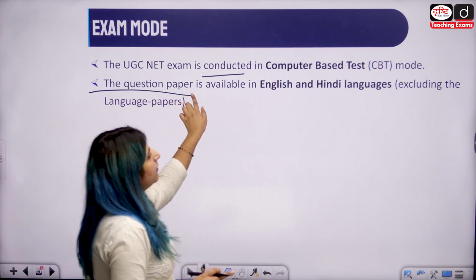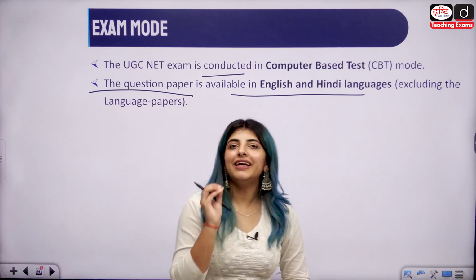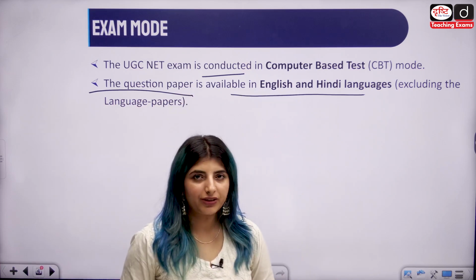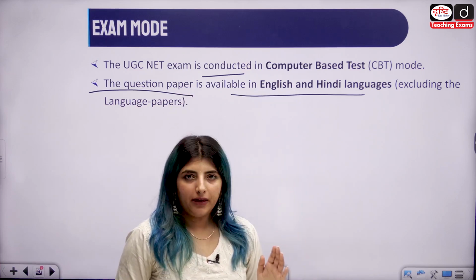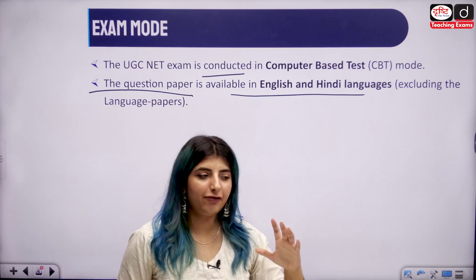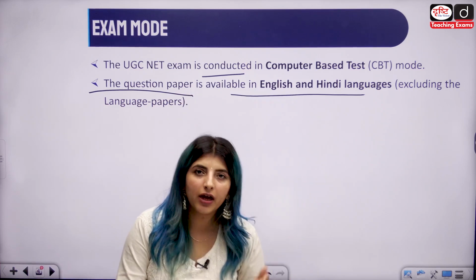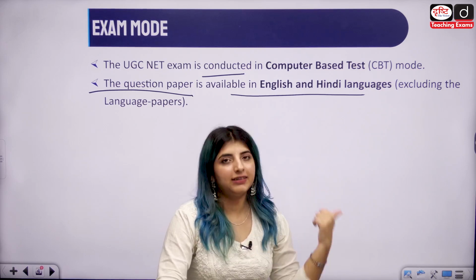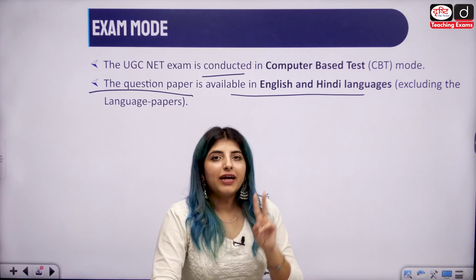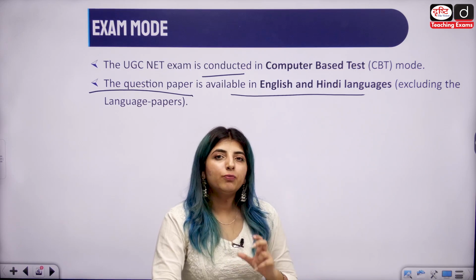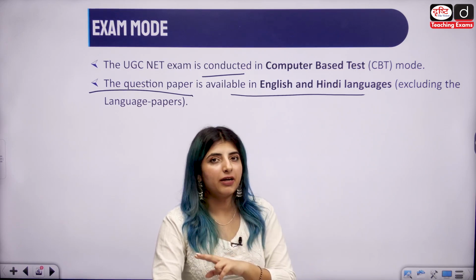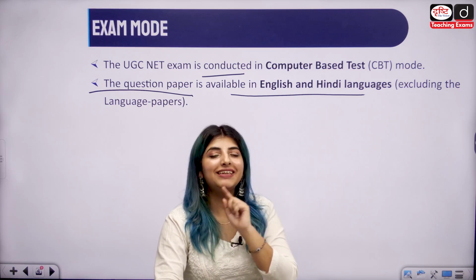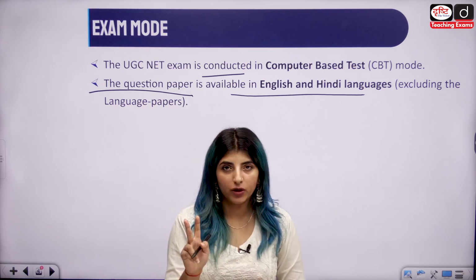The question paper is available in English and Hindi languages when it concerns paper 1, but for the languages in paper 2, let's just say if you are appearing for Hindi literature, the second paper would be the one which is based on your masters, correct? So for that, if the paper is in Hindi, the questions will be posed in Hindi only for paper 2.